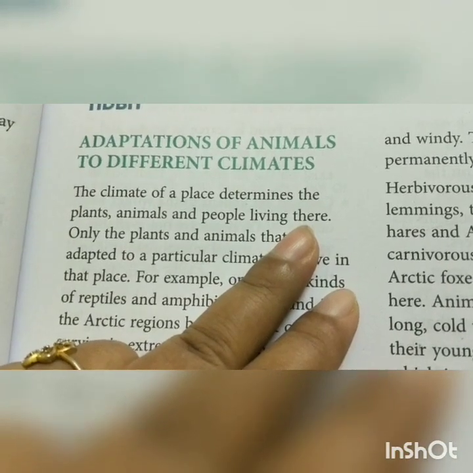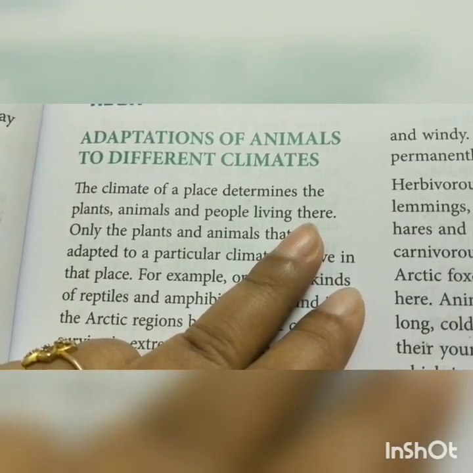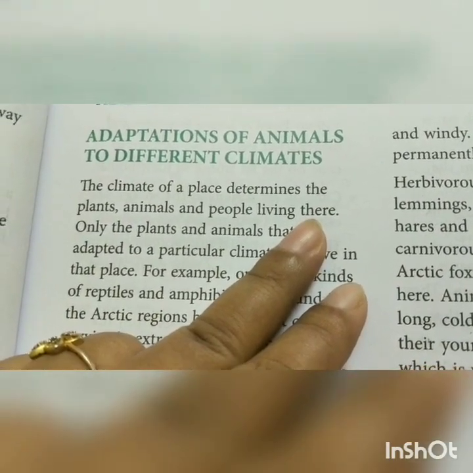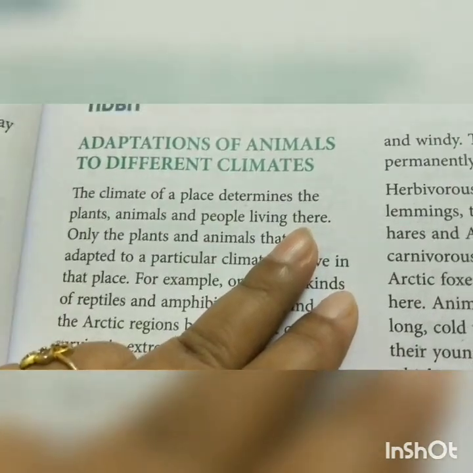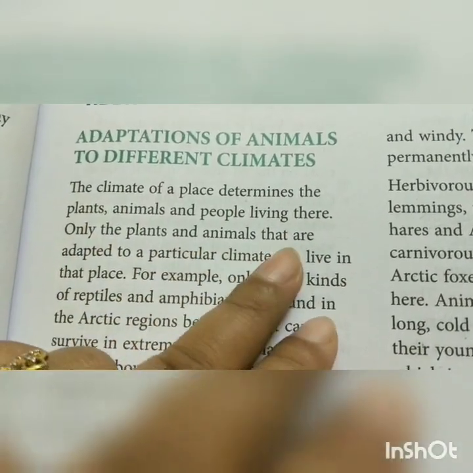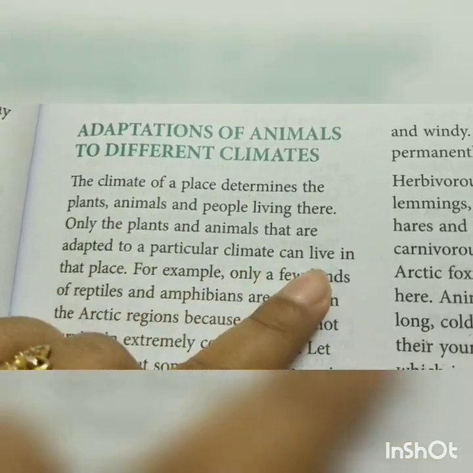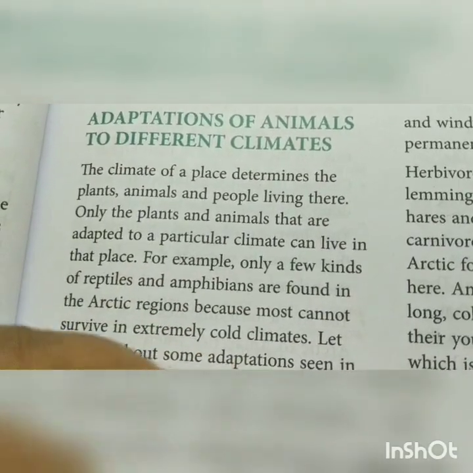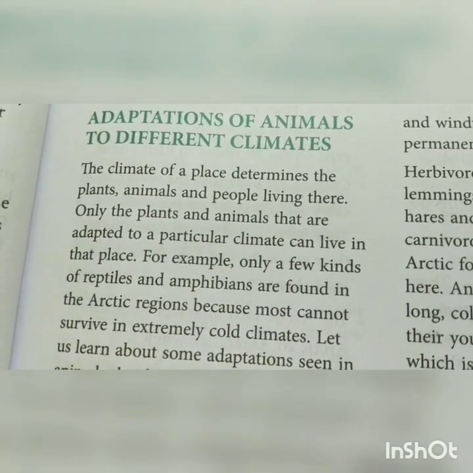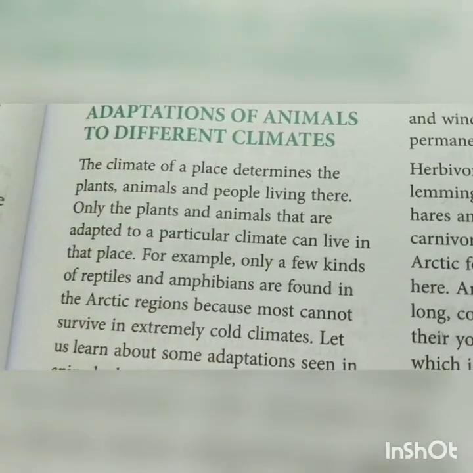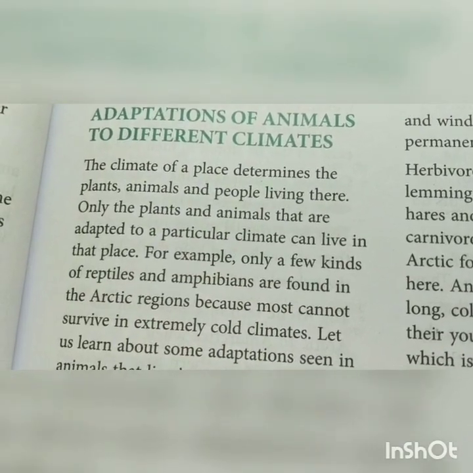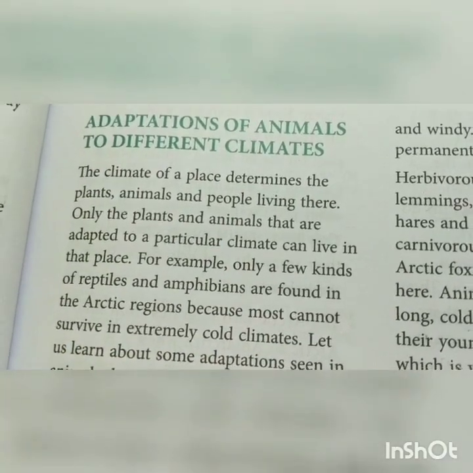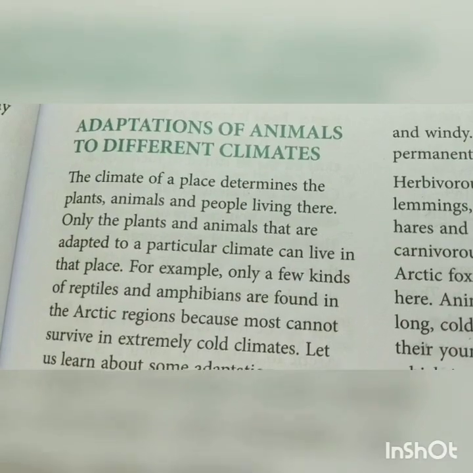Okay. So the particular climate of a place determines what? The plants, animals and living beings who are living there. Only the plants and animals that are adapted to a particular climate can live in that place. So only those plants and animals which can adapt to the particular climatic condition, which can develop some particular character related to the climate of that place, can survive in that area.